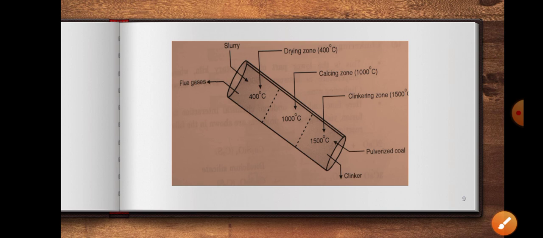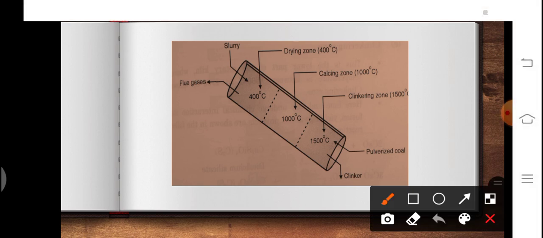So this is a picture of a rotary kiln. As you can see, here we have three sections in the kiln. Specifically, the first section is at 400 degrees Celsius. This is a drying zone. And the second section is 1000 degrees Celsius. Here the calcium carbonate, all the calcium products, get decomposed into CaO. And after this, the magnesium carbonate is decomposed. And at the last, where the temperature is around 1500, here the clinkers are formed.